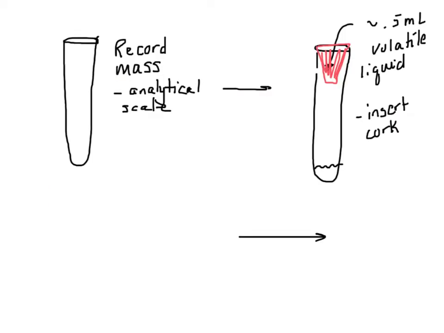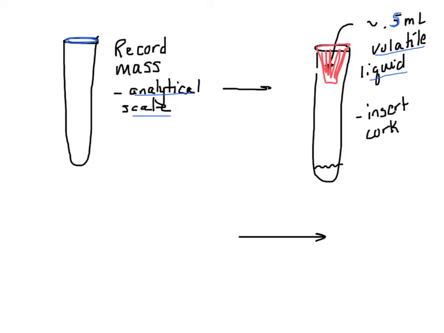So the first thing you're going to do is take a test tube. Alright, so you've got yourself a test tube, and you're going to record its mass. Again, make sure you use the analytical scale. And then we're going to put about half of a milliliter, so not very much, of the volatile liquid that I give you.